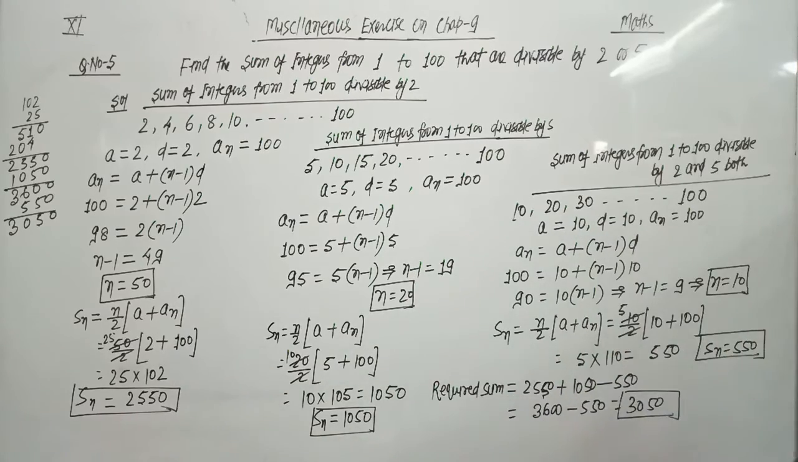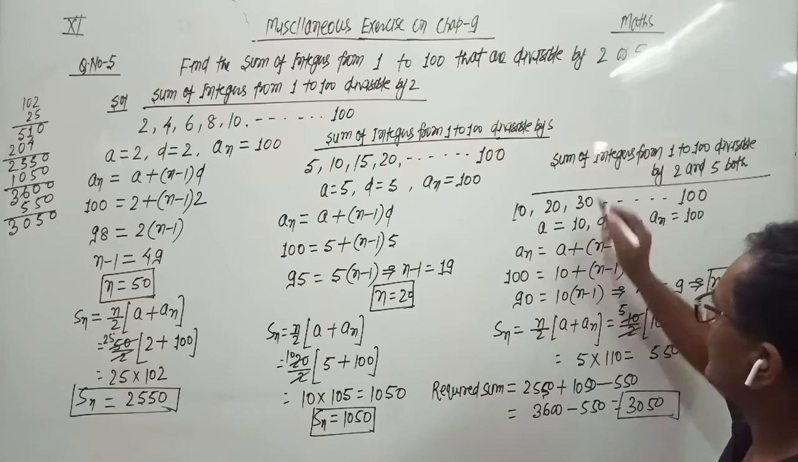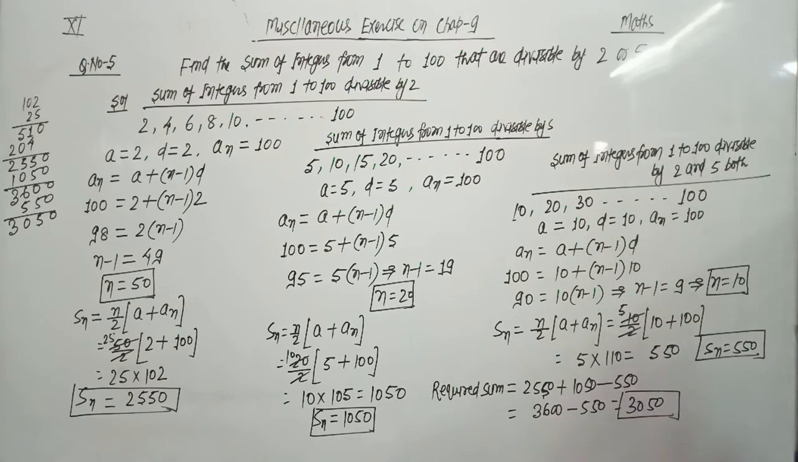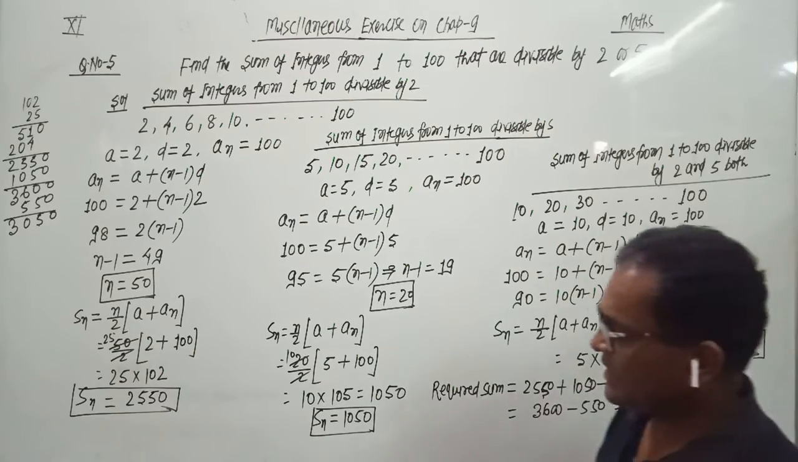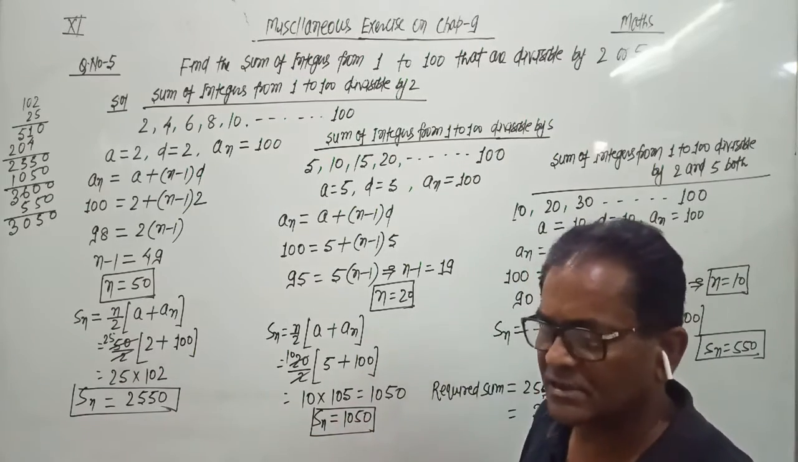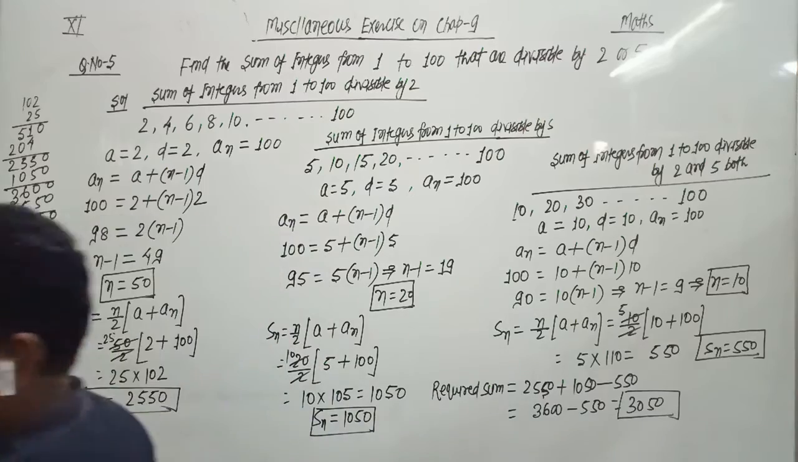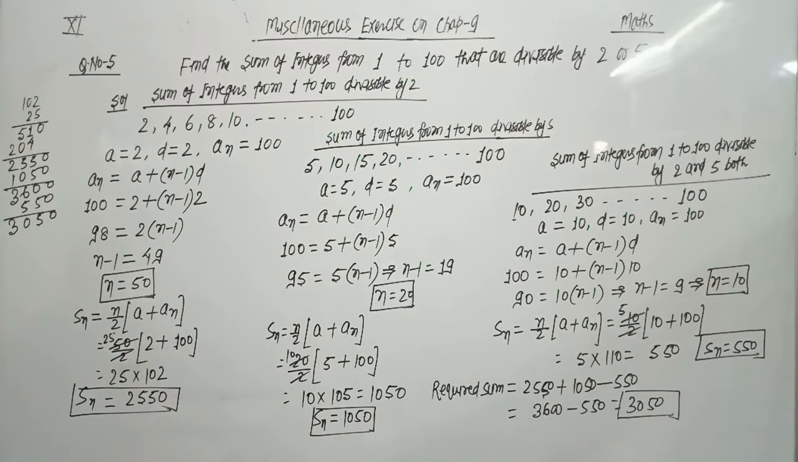So first we calculate the sum of the numbers that are divisible by 2 from 1 to 100. Then the sum of the numbers that are divisible by 5 from 1 to 100. Then we find the sum of integers that are divisible by both 2 and 5. Then we add the first two sums and subtract the sum of numbers that are divisible by both 2 and 5.